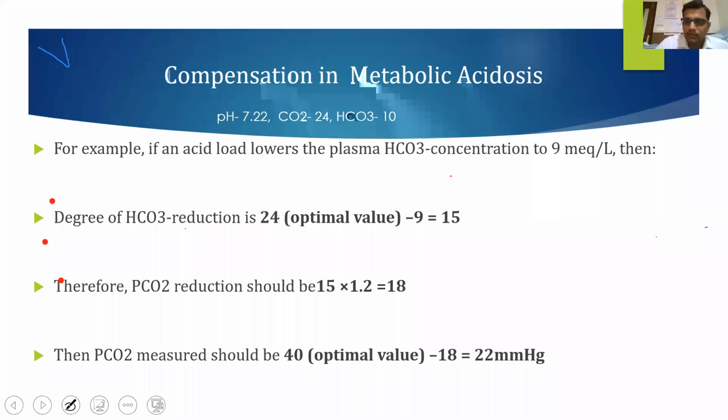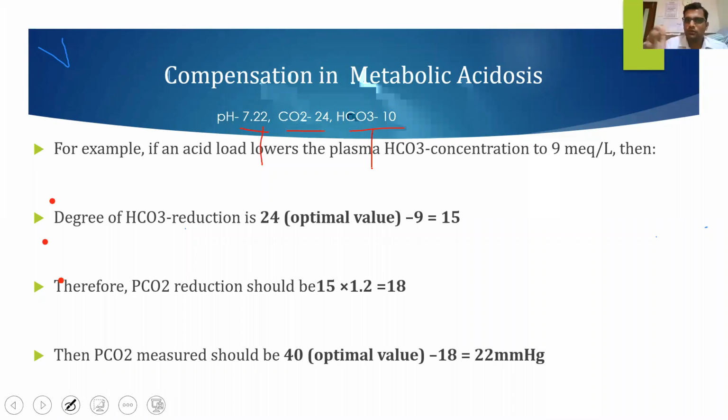Okay, so there is, for example, a patient, let it be DKA, a patient with pH of 7.22, PCO2 of 24, bicarbonate of 10. So the pH is acidotic. We look at both CO2 and bicarbonate. So it is the bicarbonate which has decreased. So the primary culprit is the bicarbonate. So there is a metabolic acidosis.